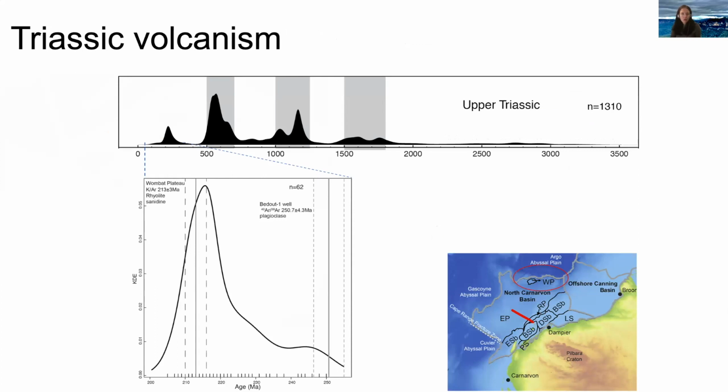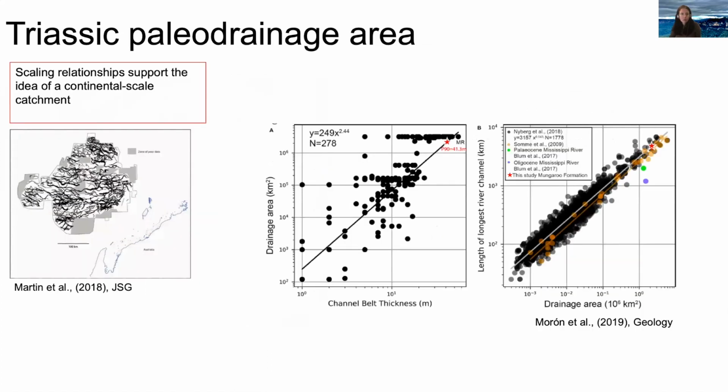We also were able to discover this large population of zircons in the Triassic. And what is really interesting is that that matches the previous dating of rhyolites and volcanic sequences in places like the Wombat Plateau. And we were also able to use other scaling relationships to get our lines of evidence to support that this was indeed a continental scale catchment.